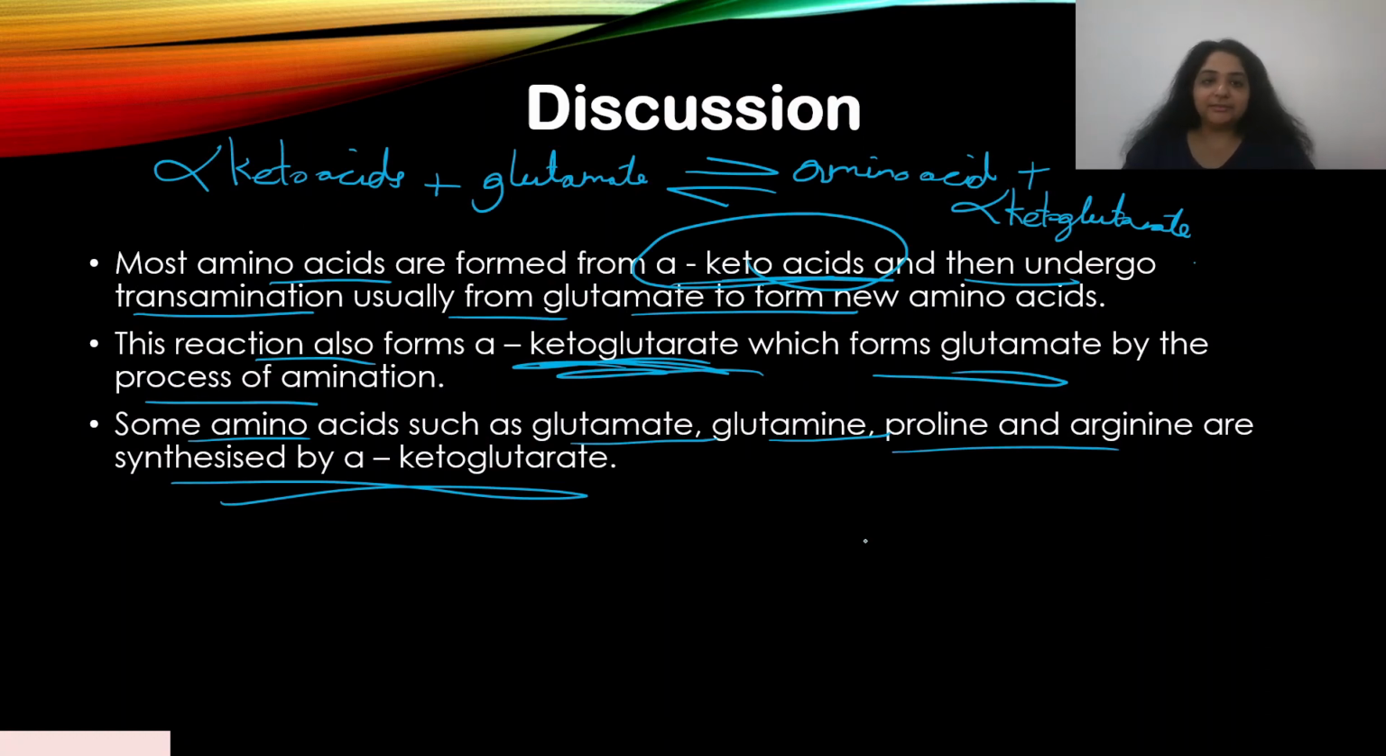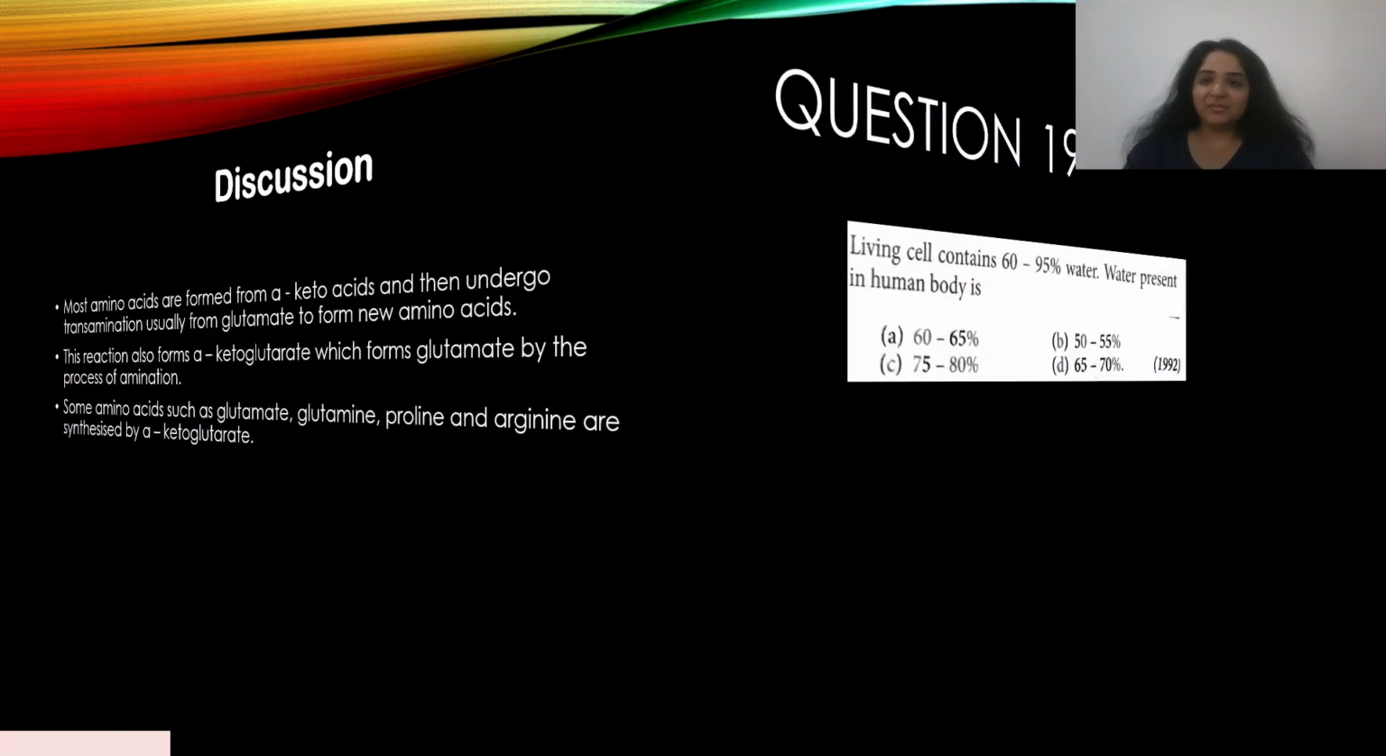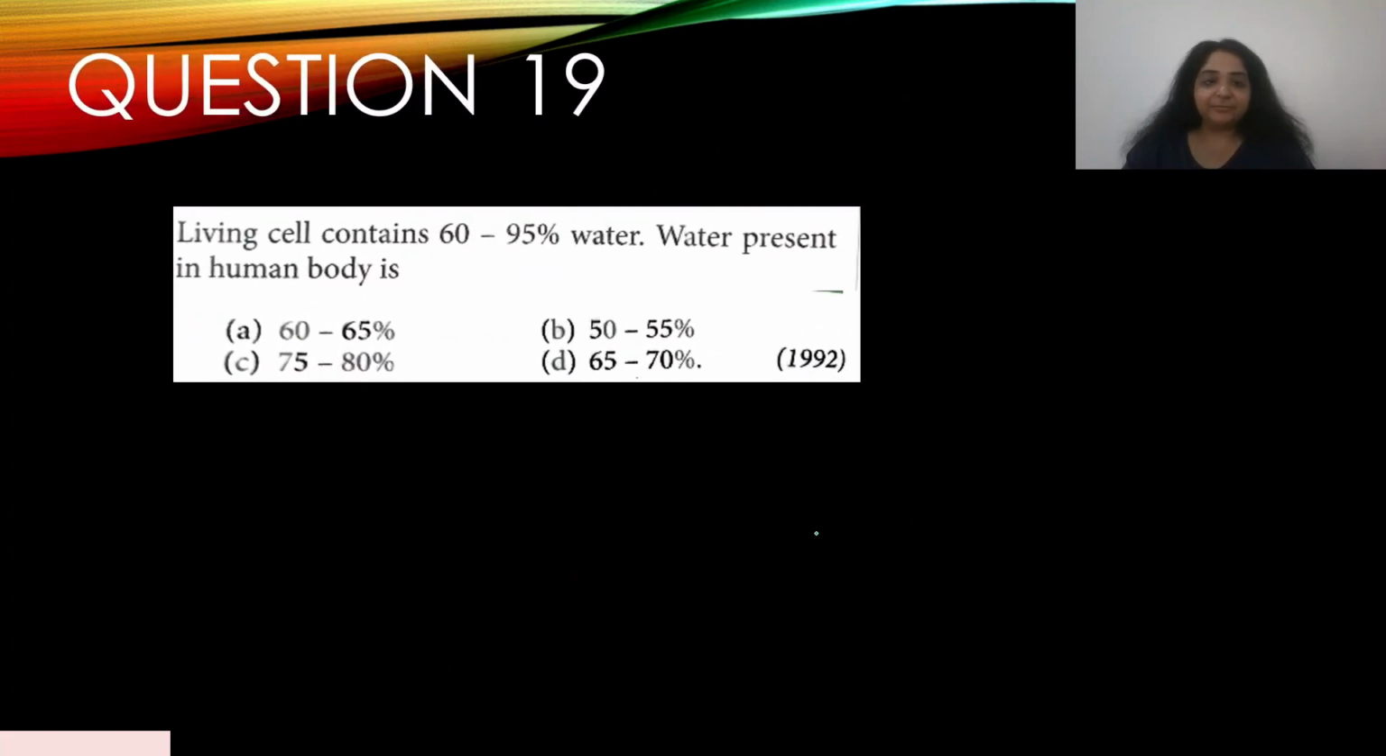All right, let's move on then. Question number 19. Living cell contains 60 to 95% water. Water present in human body is, this appeared in 1992, A 60 to 65%, B 50 to 55%, C 75 to 80%, D 65 to 70%.